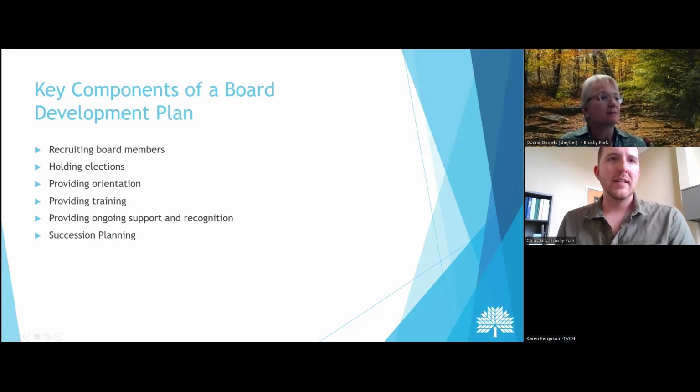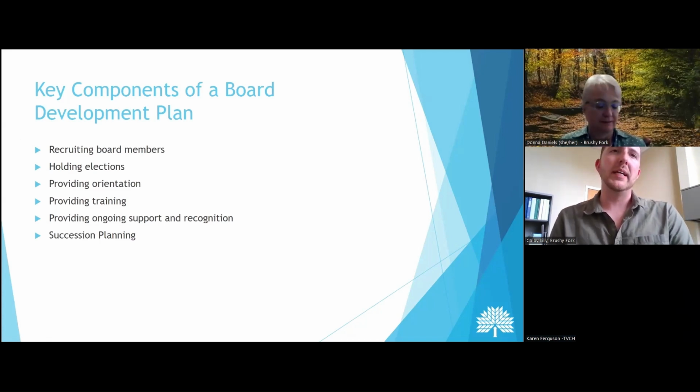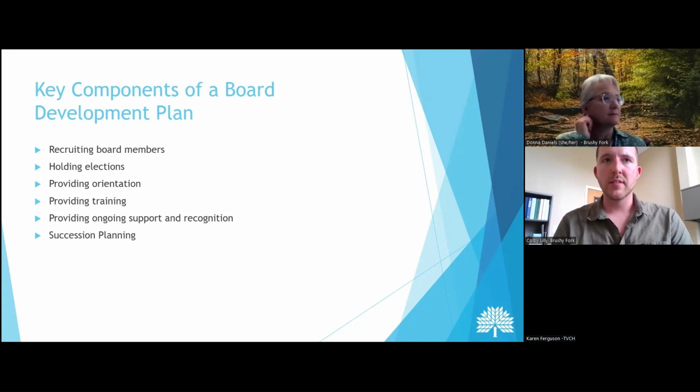Once the board has identified its needs for development, it can begin drafting its plan. So let's cover the key components of a board development plan. First is recruiting board members. Recruitment of new board members usually involves identifying gaps in the board's skills and expertise, creating a recruitment strategy, and reaching potential board members through partners and platforms. Consider recruitment as an ongoing process and ensure that the organization always has a pool of qualified, diverse, and suitable candidates to choose from when selecting new board members.